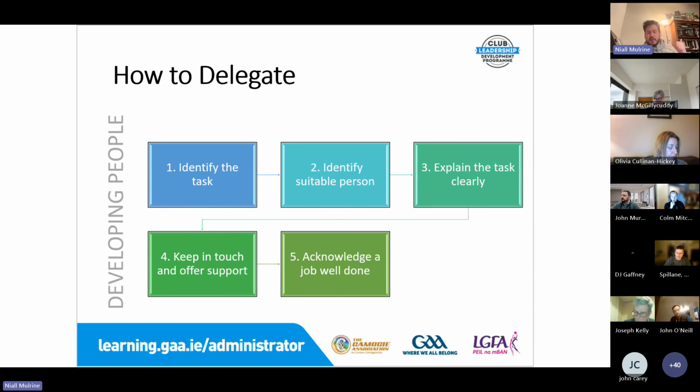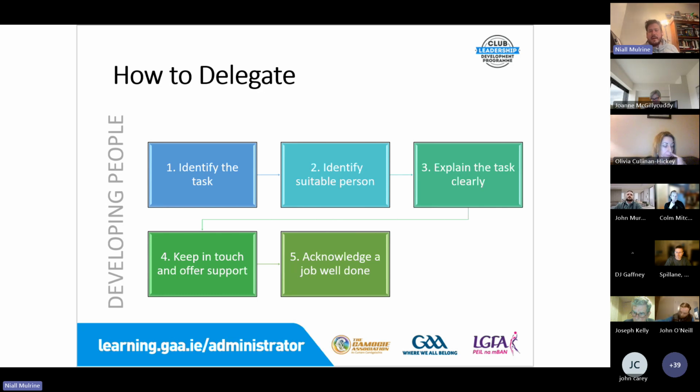It could be something like a broken window in the changing rooms. It could be something to do with your pitch. It could be something to do with the grounds. It could be getting a manager for a certain team. All these things, and then check in. You have a month between each meeting. Check in maybe a week, 2 weeks, and go, look, how are you getting on? Do you need any help with that?